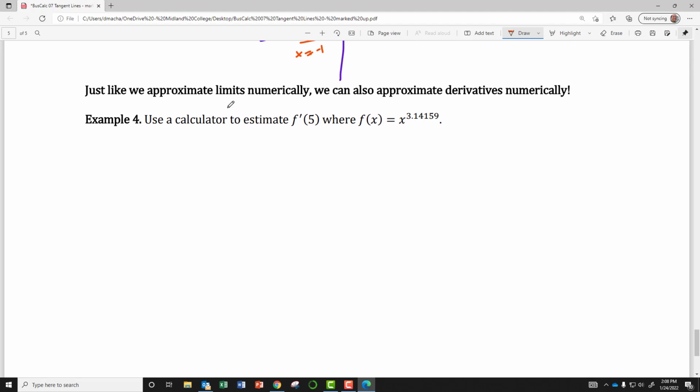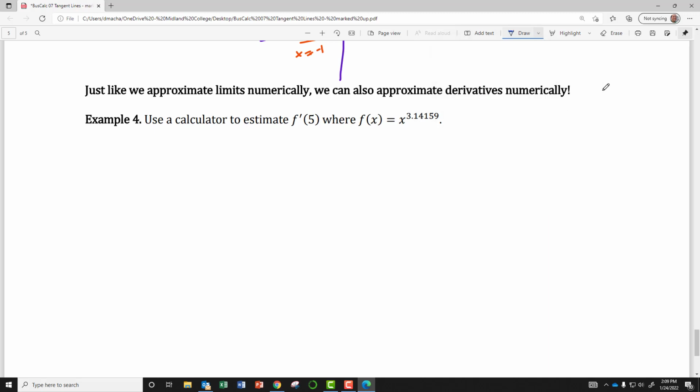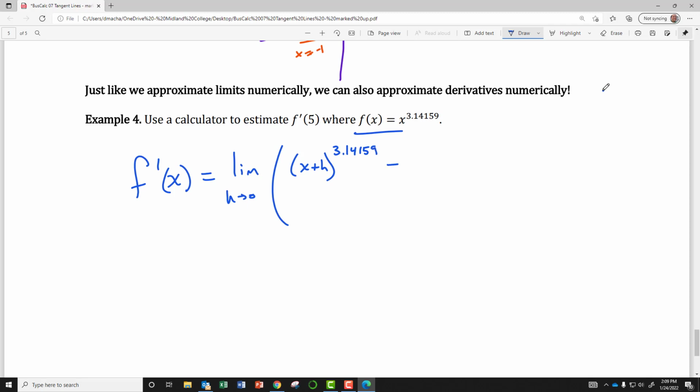Okay, example 4. Just like we approximate limits numerically, we can also approximate derivatives numerically. So this is going to be the last example of the video. Whenever I take the derivative of this function f of x, we're talking about the limit as h approaches 0 of (x plus h) to the power 3.14159 minus x to the power 3.14159, divided by h.